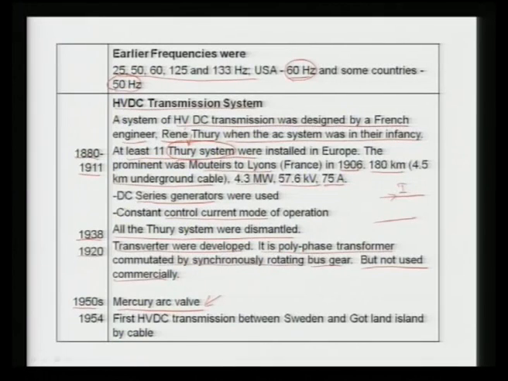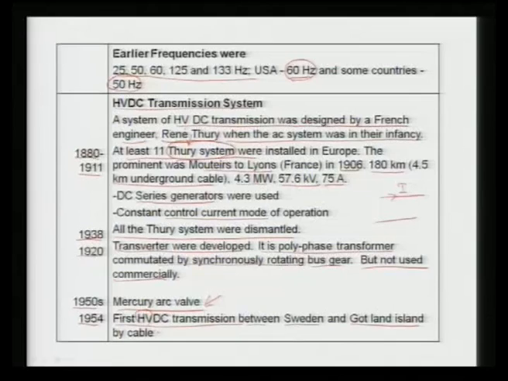With the development of mercury arc valves, it was possible to convert the AC to DC. So, in 1954 the first HVDC, high voltage DC transmission, was built between Sweden and the Gotland island of Sweden itself, connected by the cable. It was approximately 70 kilometers away, and AC cables were not so feasible. So, it was decided to go for HVDC transmission in terms of cable in the sea, and mercury arc valves were used. This was the beginning of again starting to think of HVDC systems.